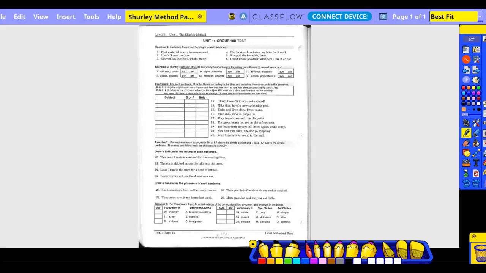Shurley method, page 14, part 1. We're going to do exercises 4, 5, and 6 today. So underline the correct homonym in each sentence. And like I told you guys before, I'd prefer that you actually circle it because it's easier for me to read when I grade it.